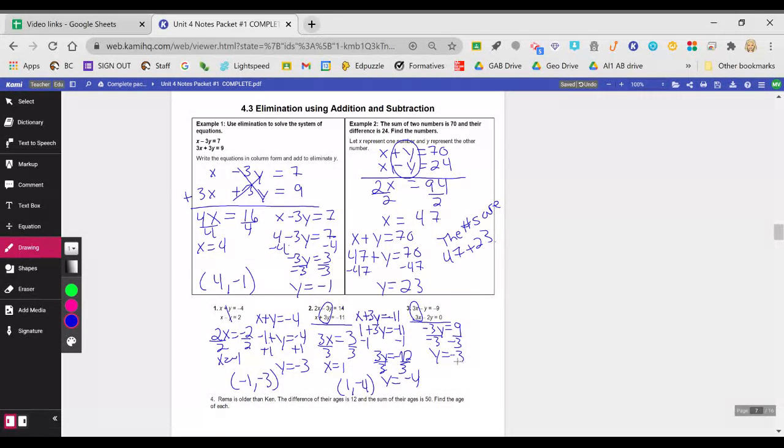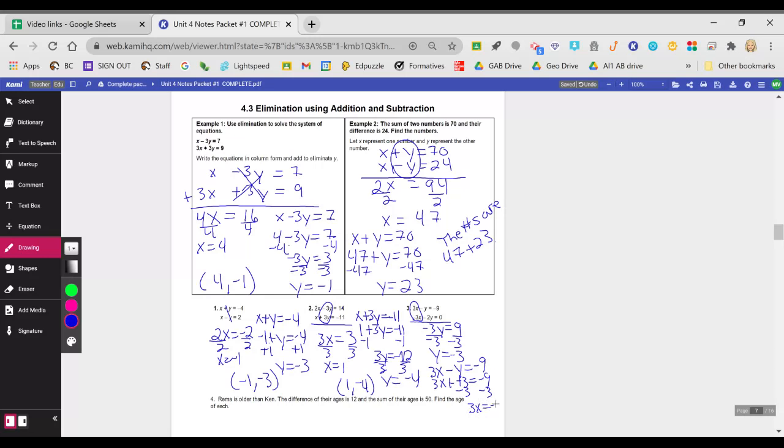I then need to find x. So it doesn't matter which one I choose. I'm going to choose the top one: 3x minus y equals negative 9. So it's 3x minus negative 3 equals negative 9. Minus minus is a plus. So that's plus 3. So the opposite is minus 3.